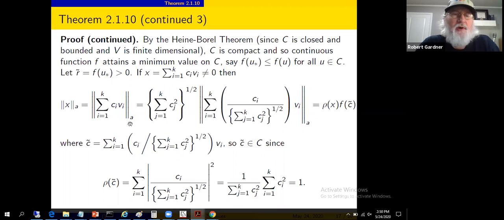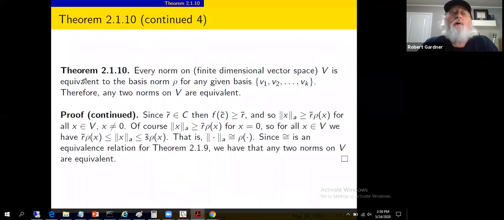We wanted a lower bound, right? We're trying to get the A norm of x greater than or equal to rho of x times some constant. There's the constant we're going to use. r tilde is what that minimum is. So f of c tilde is greater than or equal to r tilde. Substituting in upstairs, we get the A norm of x is greater than or equal to r tilde rho of x, provided x was non-zero. Of course, if x equals 0, that's certainly true, because both those norms are 0. So we get equality there, but that was a loose end.